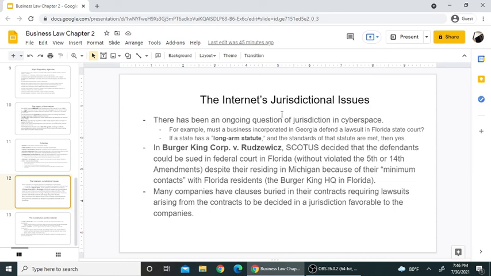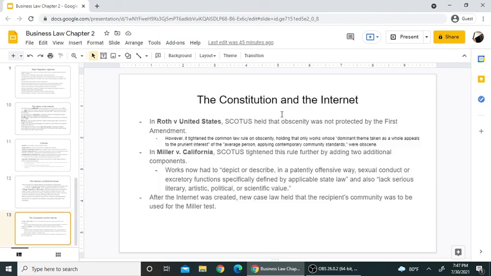So to address a lot of these jurisdictional issues, a lot of companies will have clauses buried within their contracts, and these clauses will require the lawsuits to be decided in a certain jurisdiction favorable to the companies, so that the companies have a greater chance of winning those kinds of cases.